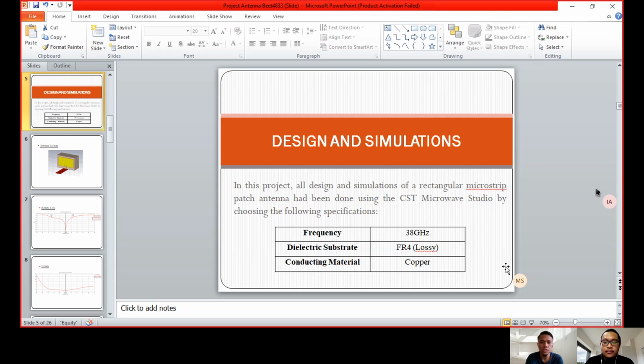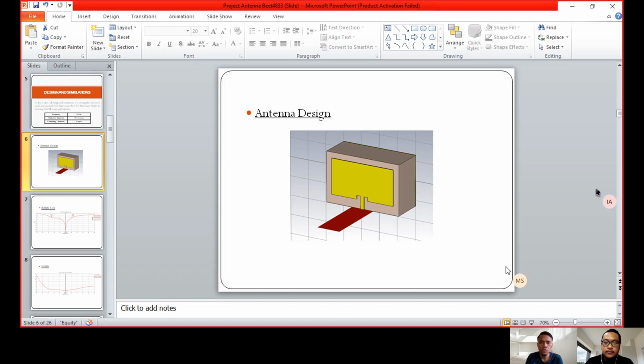So I will be explaining about the design and the simulations. In this project, all design and simulations of a rectangular microstrip patch antenna had been done using the CST Microwave Studio by choosing the following specifications. The frequency that we use is 38 GHz. The dielectric substrate is FR4 and the conducting material is copper. So this is our antenna design using FR4.